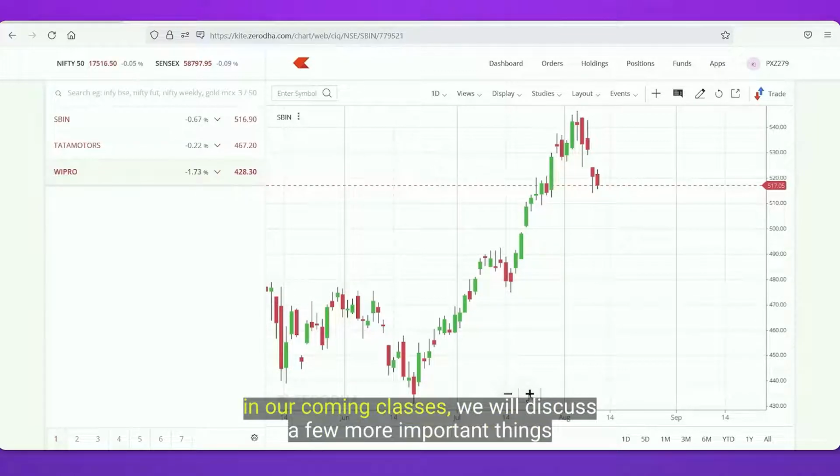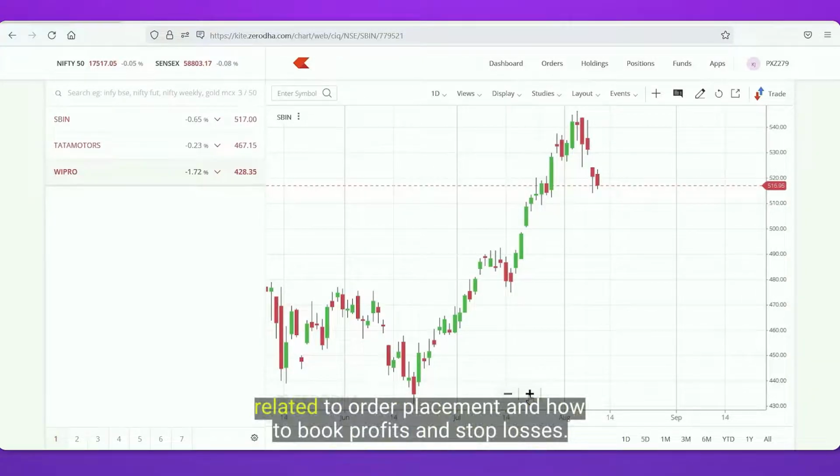In our coming classes, we are going to discuss few more important things related to order placement and how to book profits and stop losses.